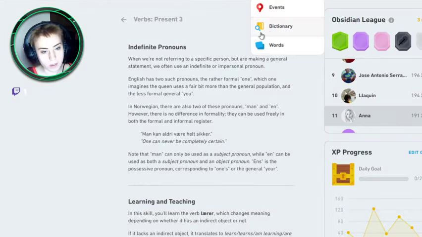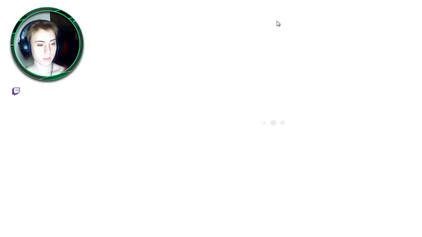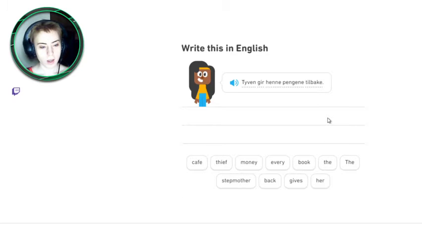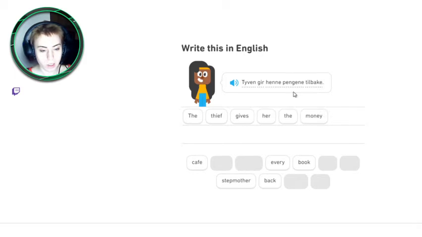Alright, let's see. Tyven gir henne pengene tilbake. Tyven gir henne pengene tilbake. The thief gives her money back. That's a nice thief. The thief gives her the money. Pengene, so the money, definite plural, but we just say the money, singular. Pengene tilbake.